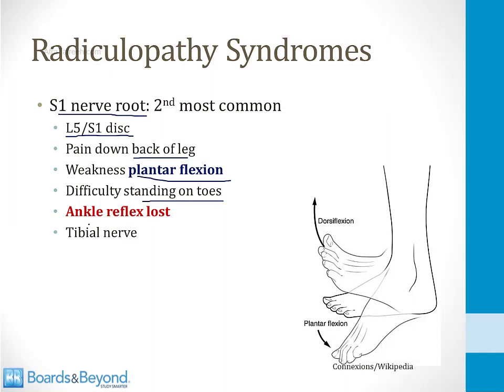It also means the ankle reflex will be lost. In the ankle reflex, you tap on the back of the ankle with a reflex hammer, and that causes the patient to plantar flex. This will be weakened or lost if there is an S1 nerve root lesion. And the reason this is the case is because many of the S1 nerve fibers supply the tibial nerve, and that's what innervates the muscles of the foot responsible for plantar flexion.